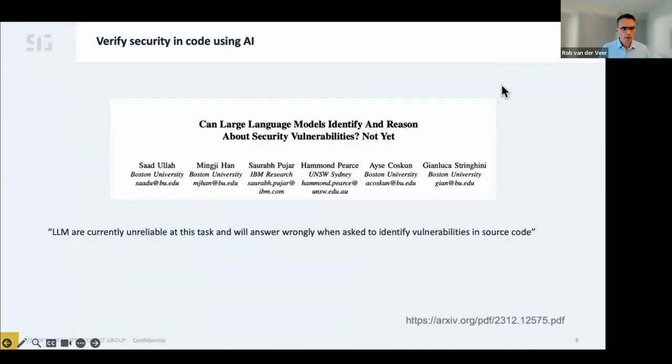publication that I would like to refer you to, which is this one. The title basically spoils the conclusion. It says, can large language models identify and reason about security vulnerabilities? Not yet.